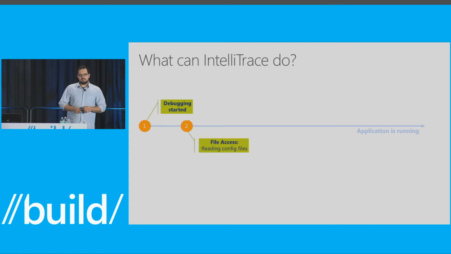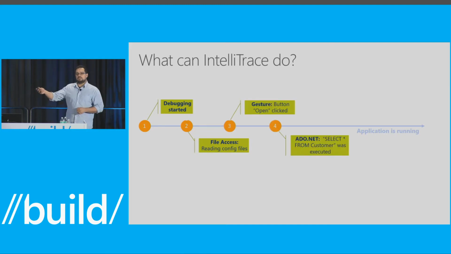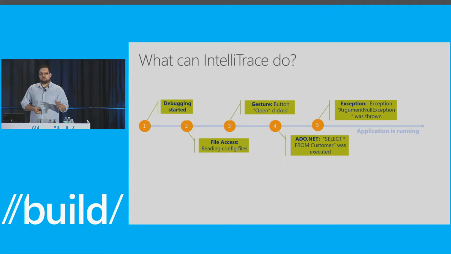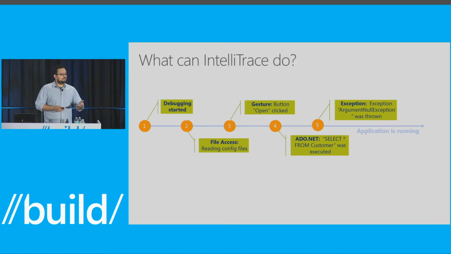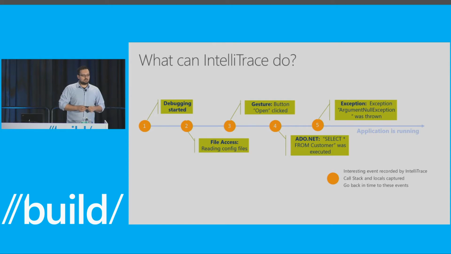Let's say you just started debugging, and you're accessing some files to read some configuration. And then the user clicks on a button, and then later on, you execute some SQL, and then maybe an exception gets thrown somewhere. For these kinds of events, IntelliTrace thinks that you might be interested in what the state of the application was when they were generated. So what it will do is, it will look at the application state when it detects them, and it will remember the call stack and some local information for this event, allowing you later on to go back in time and ask it, hey, what was the call stack when I read those configuration files, even though now you might be all the way down to the exception.